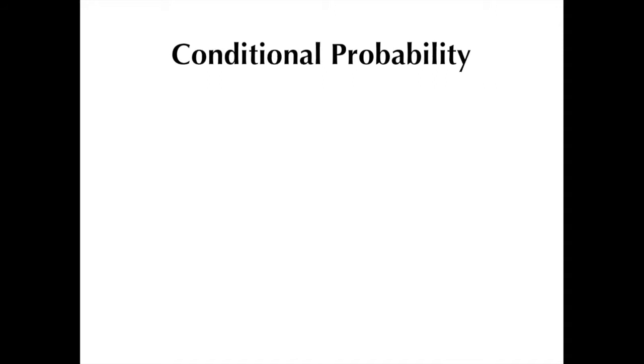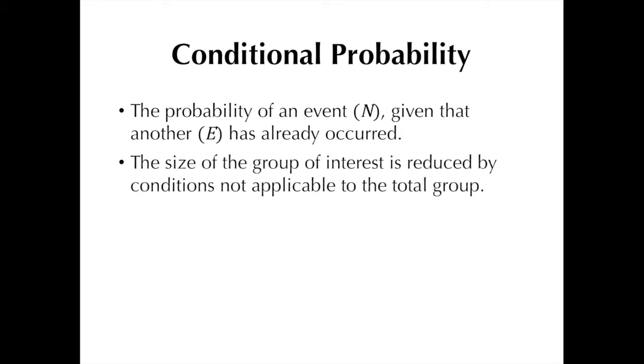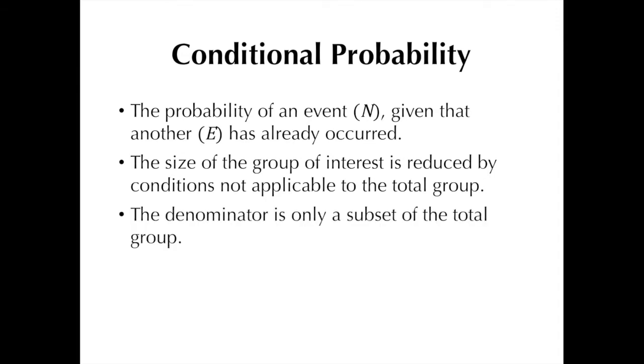We call this type of probability conditional probability. It is a probability of an event, which in this case was not experiencing any adverse events, designated by n, given that another event, which in this case was being in the eplerenone group, designated by E, has already occurred. With conditional probabilities, the size of the group of interest is now reduced by conditions not applicable to the total group. As was demonstrated in the example, the size of the group of interest was restricted now to the number of patients randomized to the eplerenone arm. In effect, the denominator is only a subset of the total group.